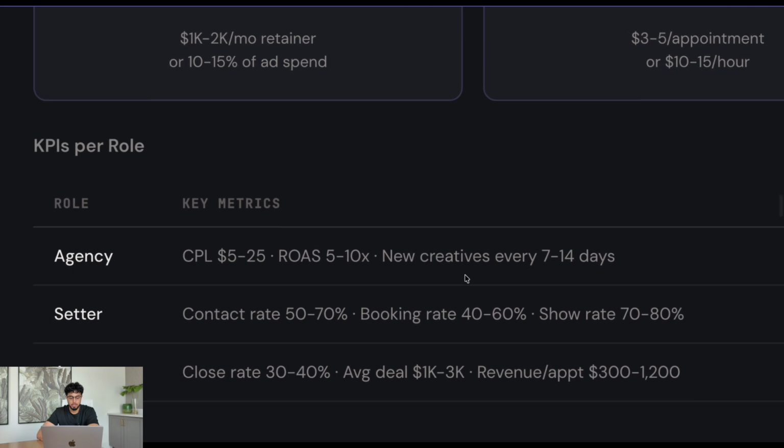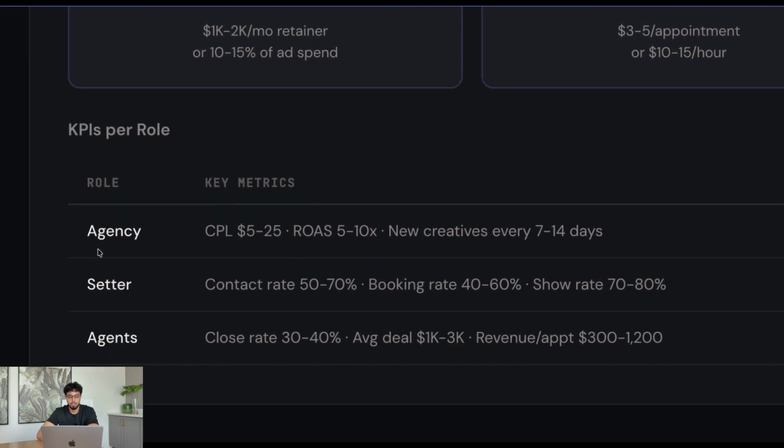And let's go into actually the KPIs per role. So an agency for ads, make sure the cost per lead is $5 to $25 a lead, and you can actually see these metrics and they're not just telling you. You need to make sure you have eyes on this. The ROAS, so the return on ad spend, let's say you're spending $1,000 a month on ads, you should see at least a 5 to 10x return. So 5 to 10K on $1,000 ad spend.